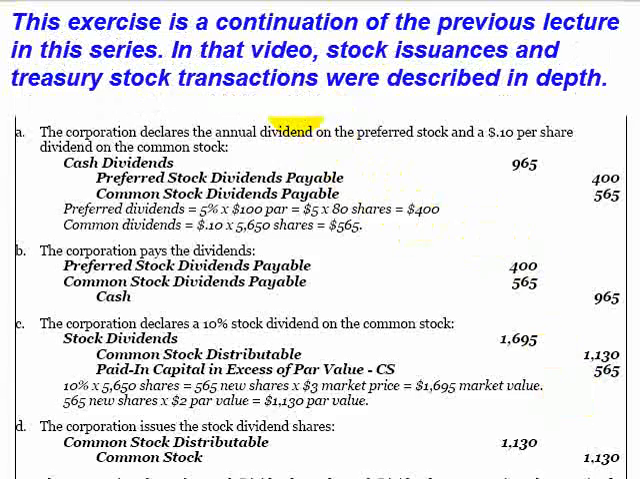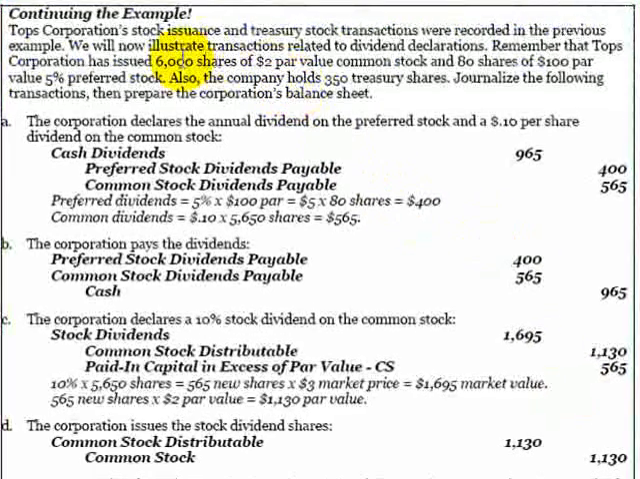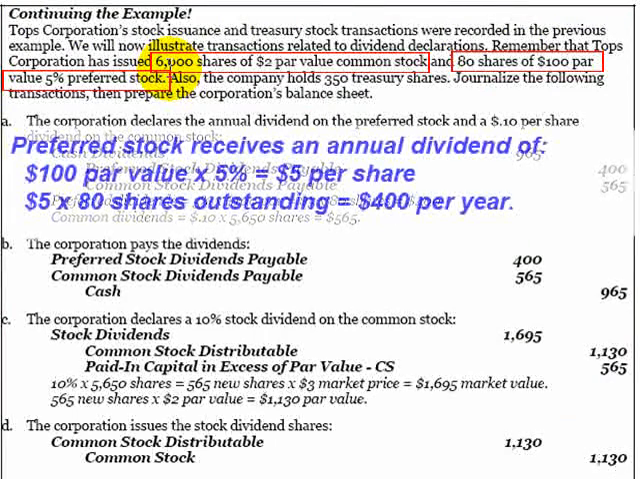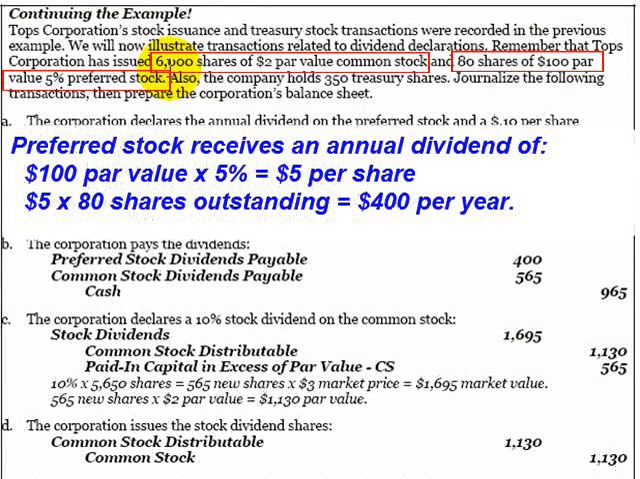If you recall, our corporation in the previous exercise had issued 6,000 shares of $2 par value common stock, along with 80 shares of $100 par value preferred stock. This was 5% preferred stock, and the 5% determines the amount of the dividend that will be paid to the preferred stockholders. Our stockholders will receive 5% of par value, which will be $5 per share.